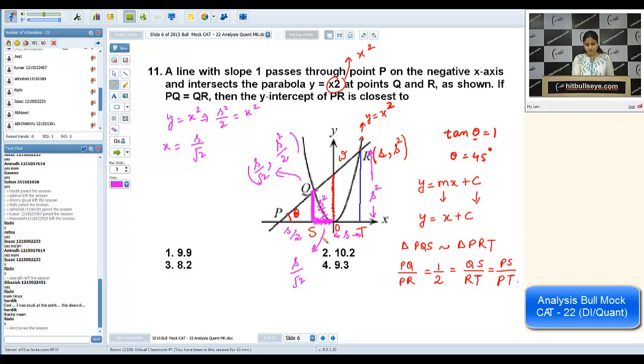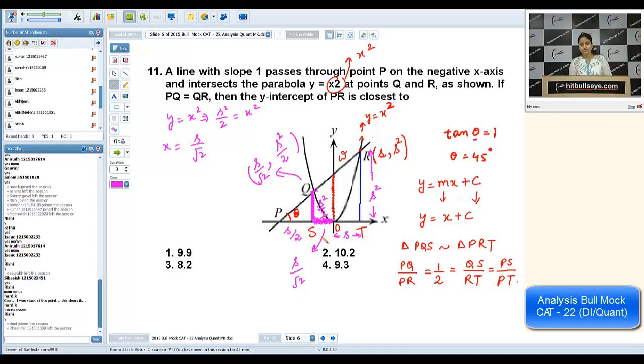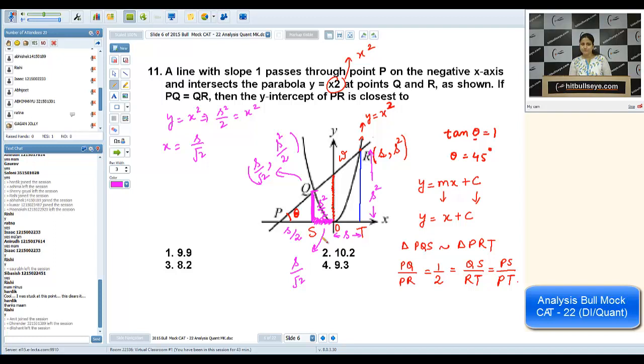Clear? Now you can apply Pythagoras on triangle PRT and you can solve it. I'm leaving the question here only. Then you will be able to find the s value. Is it okay? It was a huge calculation actually. If you are not comfortable in basic coordinate geometry, you should avoid these kinds of questions. Otherwise, from the last 2 years, you can see many questions based on coordinate geometry. You should be comfortable in distance formula, section formula, equation of lines, slopes, etc. Is it okay? Should I move further?